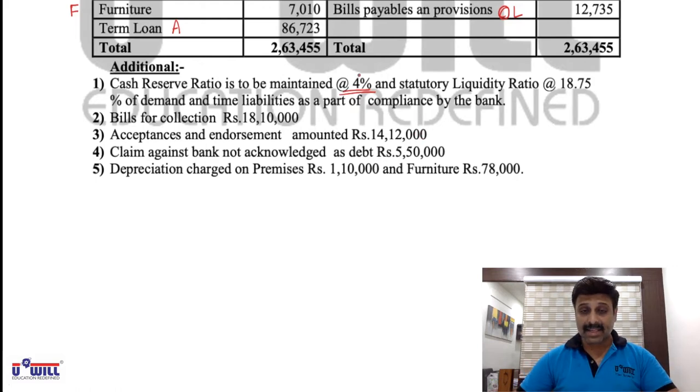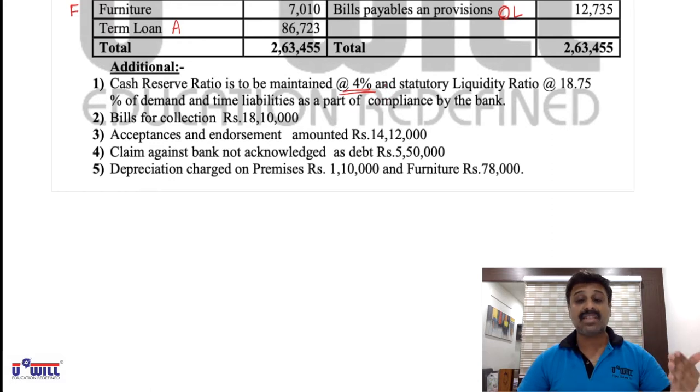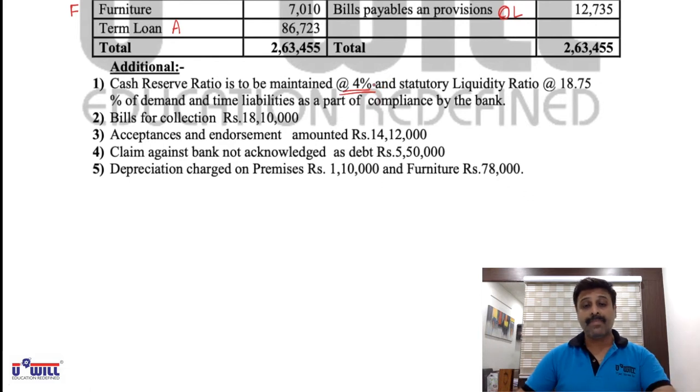So if they want, they can keep 4%, 5%, 6%, 10% also. But presently the minimum rate of CRR to be kept with RBI is 3%. So in your exams, 3% can also be given. Okay. But this bank wants to keep a CRR of 4% with RBI. And statutory liquidity ratio, okay, CRR is 4% to be kept.